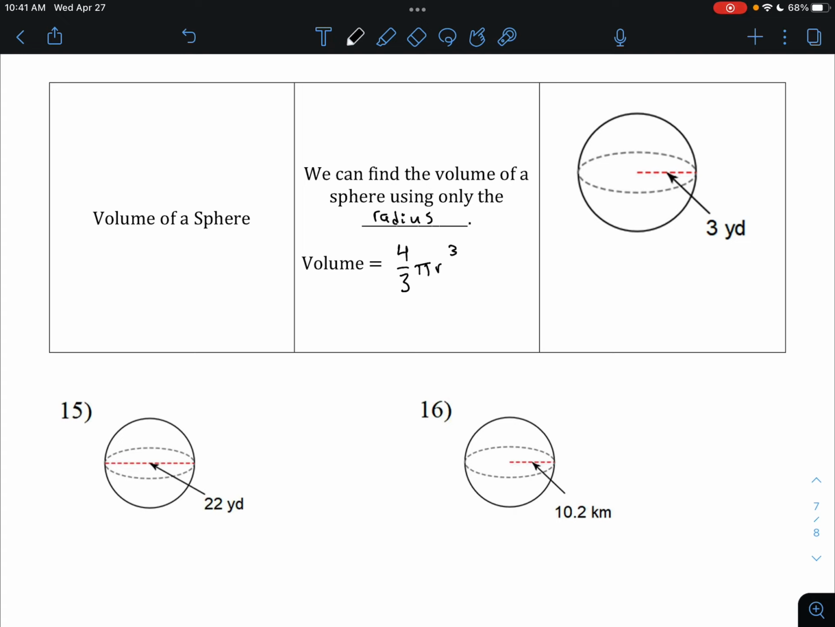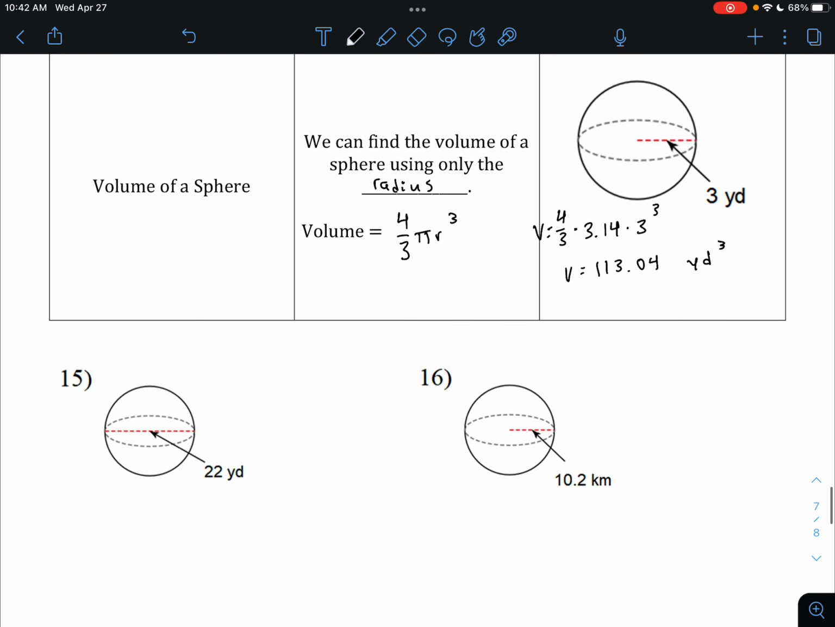So if we have our radius, in this case it's 3, we can plug that into our equation. So 4/3 times 3.14 times 3 cubed. And all you have to do from there is to plug in those numbers to our calculator. And we should get approximately 113.04 yards cubed.